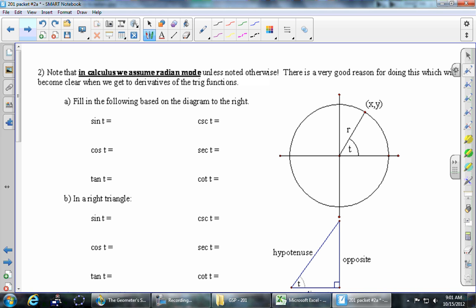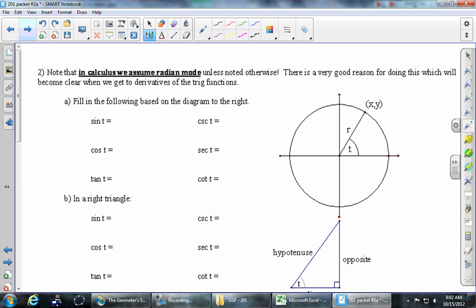Okay, thank you. So we're going to fill in. We've got a much more simplified version of our circle. We're going to fill in the blanks for each of these guys. One thing I'll point out, this is no longer a unit circle. The radius is some general r, okay?